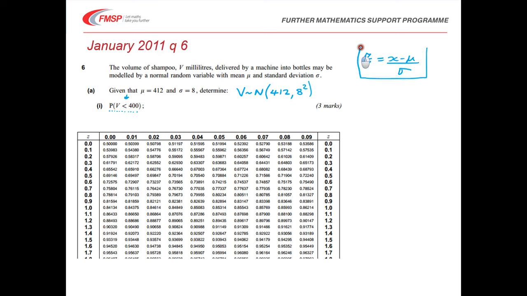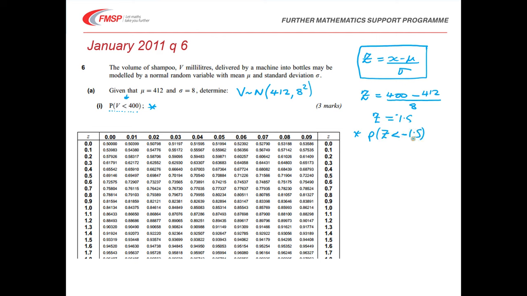So here is your standardizing formula. In this particular case my z value is going to be x, which is 400 in this case, minus mu, which is 412, divided by the value of sigma, which is 8. So what turns out here is that my value of z is equal to negative 1.5. What that means is my question can now be rewritten as the probability of z being less than negative 1.5 is what I'm trying to find.